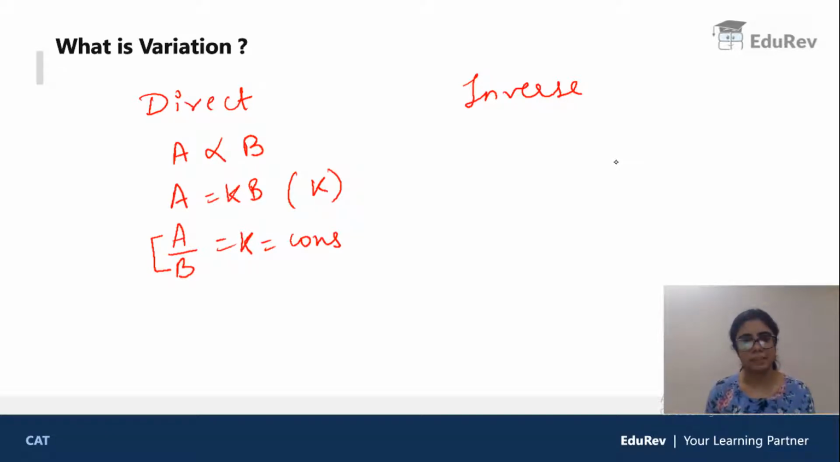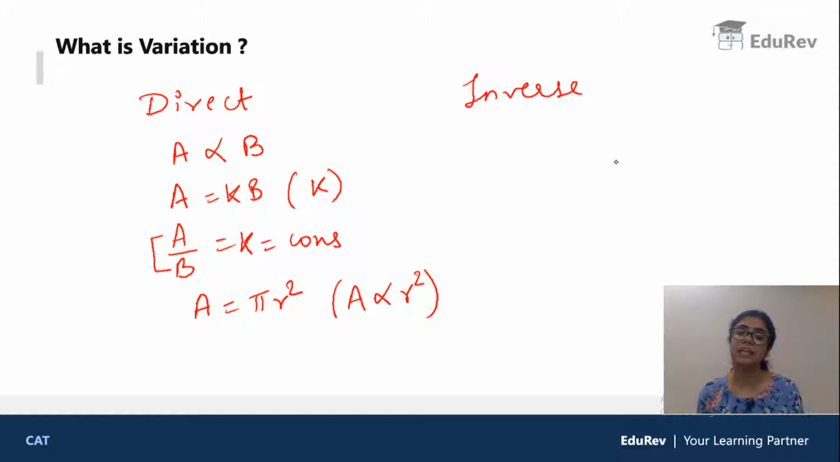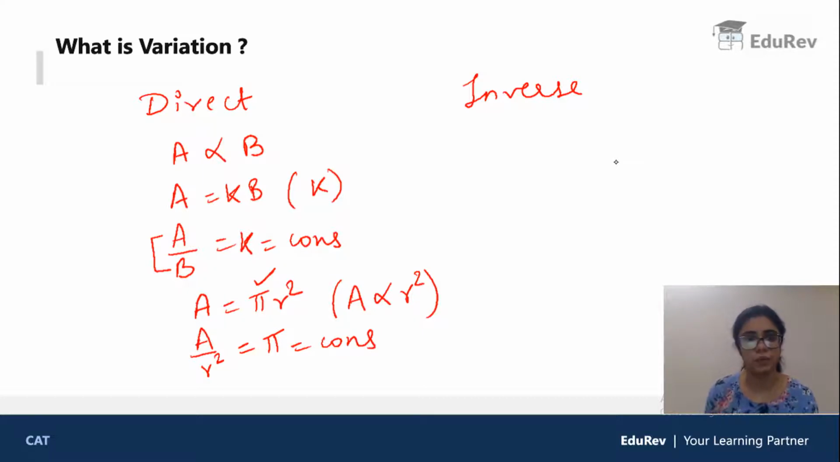I'll give you a simple example. Look, area of a circle is pi r square. So that means area is directly proportional to the radius square. When you remove this variation sign, you have to add a constant. And the constant in this case is pi. So what will I do? I will take r square in the denominator, which gives pi, which is equal to a constant.